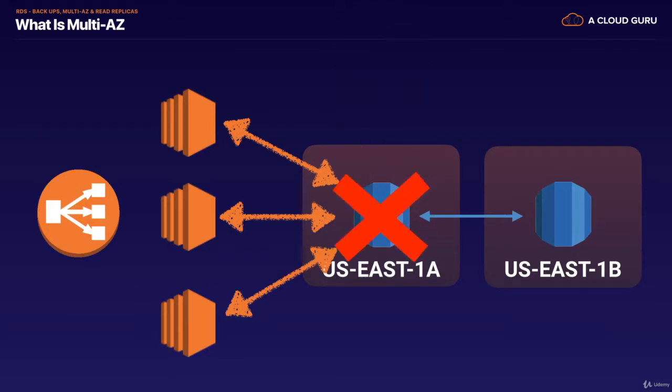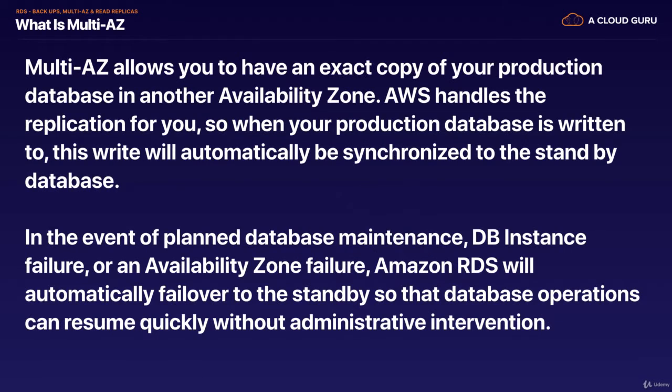Now, if you were to lose US East 1A as an availability zone, Amazon are going to update the DNS settings, and the RDS endpoint is automatically going to fail over to the RDS instance in US East 1B. So multi-AZ allows you to have an exact copy of your production database in another availability zone, done through synchronous replication. AWS handles the replication for you. So when your production database is written to, this write will automatically be synchronized to the standby database.